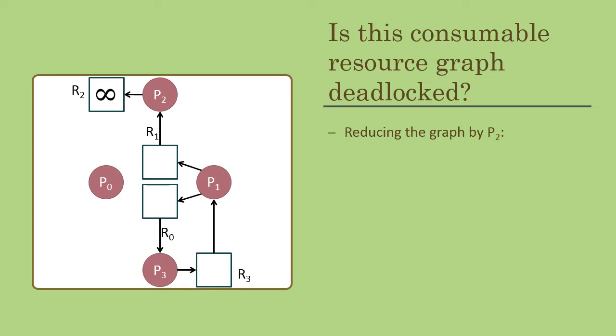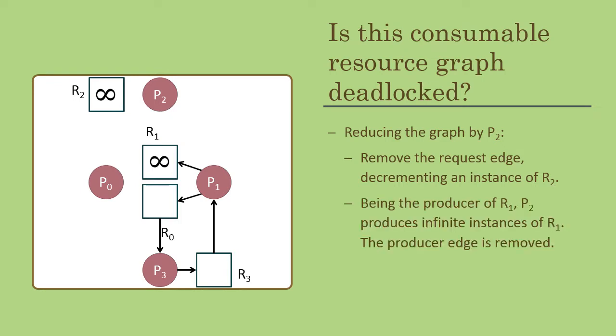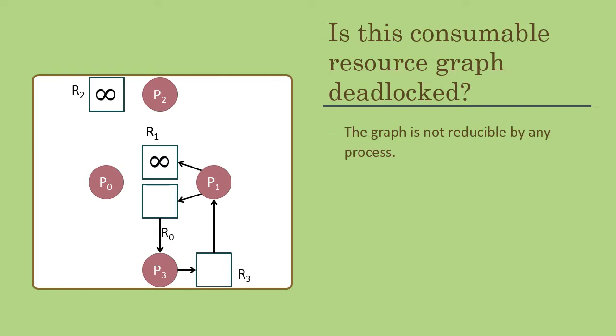Reducing the graph by P2. Remove the request edge, decrementing an instance of R2. Infinity minus 1 is infinity. Being the producer of R1, P2 produces infinite instances of R1. The producer edge is removed. Both P1 and P3 are blocked. The graph is not reducible by any process.